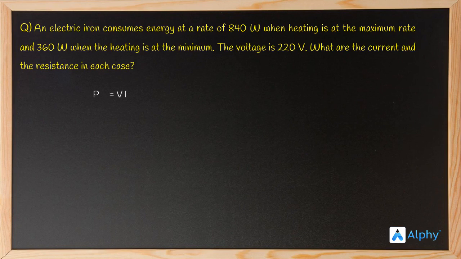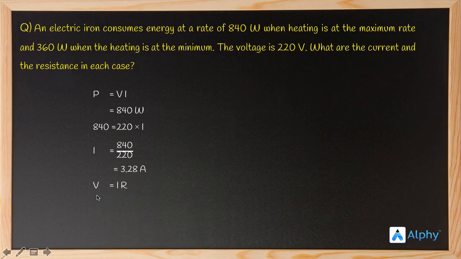So we know P is equal to V into I. Power is equal to potential difference into current. We discussed this in previous videos. So we know that the power at the maximum rate of heating is 840 watts. We know V, it is already given that it is 220 volts, and current is something that we don't know. We need to calculate the current. So I is equal to 840 by 220, which is nothing but 3.28. So the current flowing through that particular electric iron when it is heating at the maximum rate is 3.28 amperes.